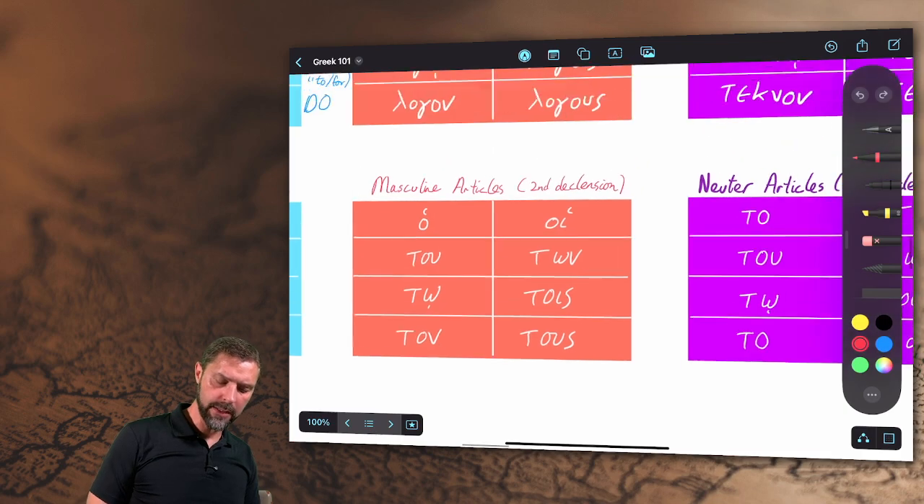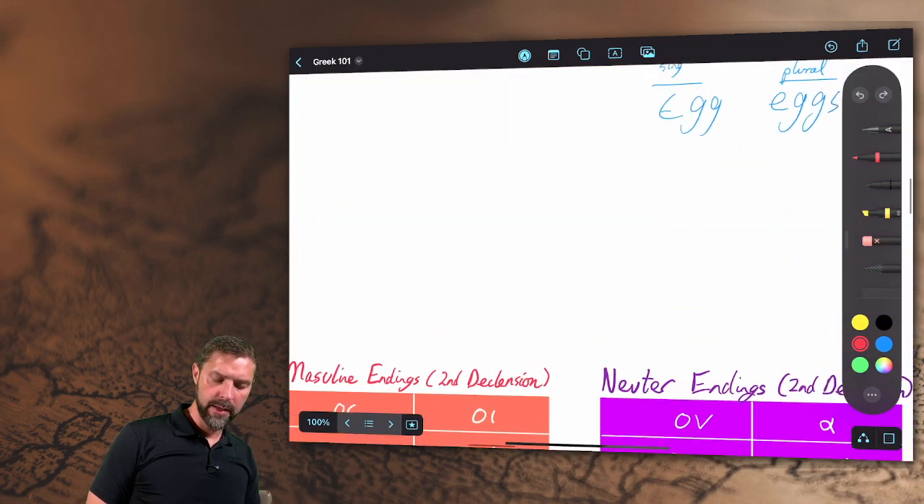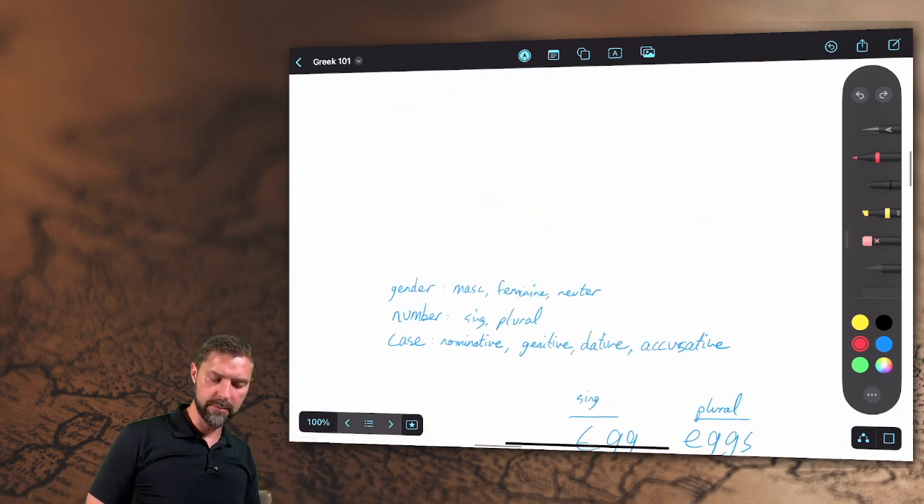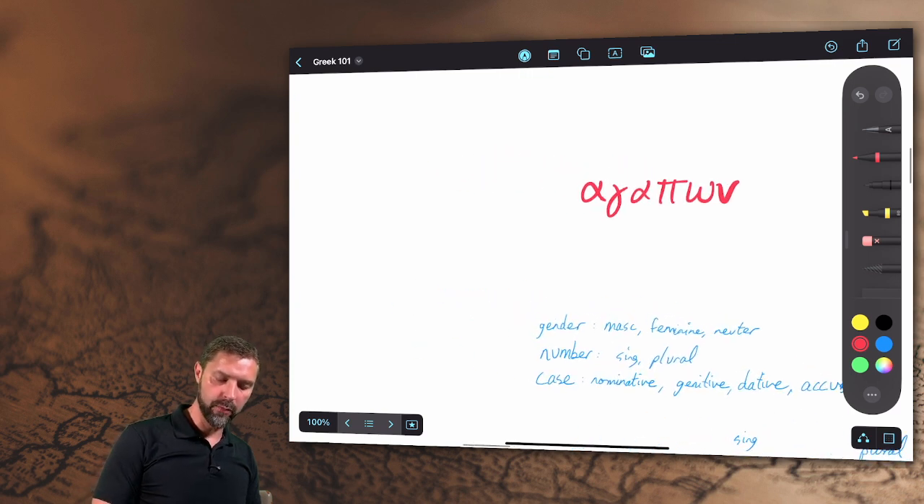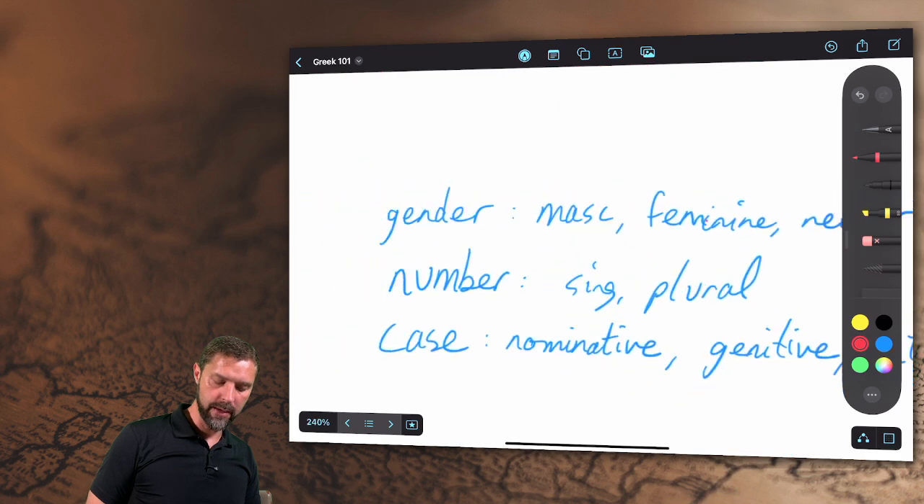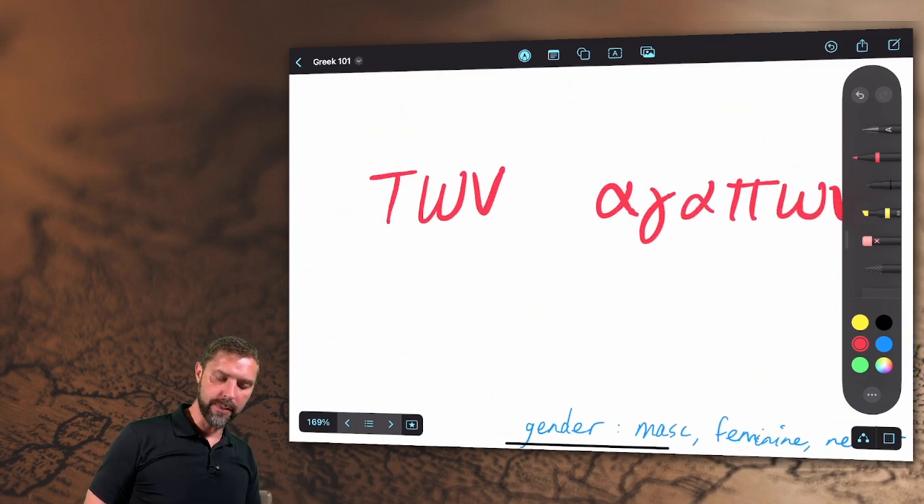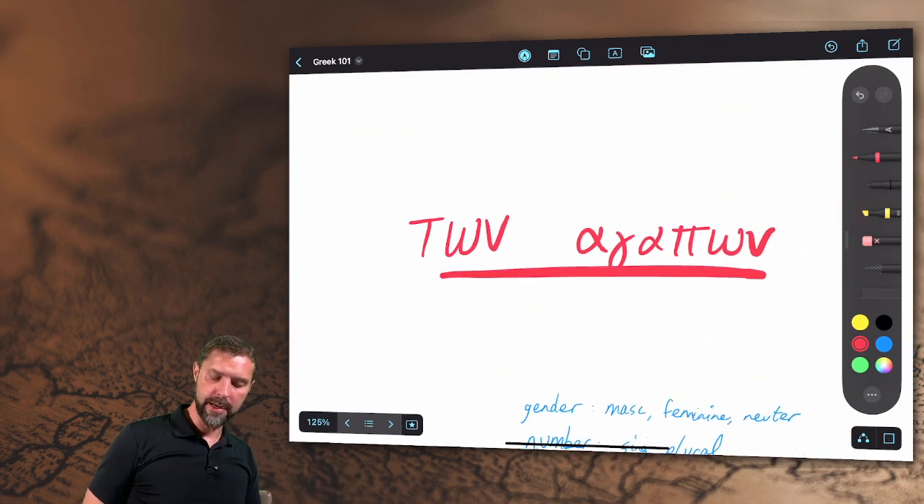I should have said, as we talked about articles before, if you're working with various nouns in various configurations, if I had, for instance, agapon, my article for that would always match with a gender, number, case. Remember these? Gender, number, case. My article will always match with the gender, number, and case of that noun. Okay, so let's just do another.